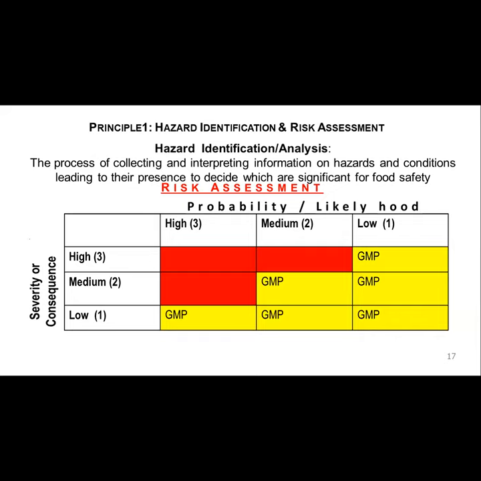And for example, if lighting is low in any area, it is not that severe, and there may be a chance of one light not working. So it is not as high risk, so it should be covered by GMP. In such a way, we have decided the scoring and numbering system to decide probability and severity. Whatever number gets higher should be controlled or justified by the OPRP or CCP.